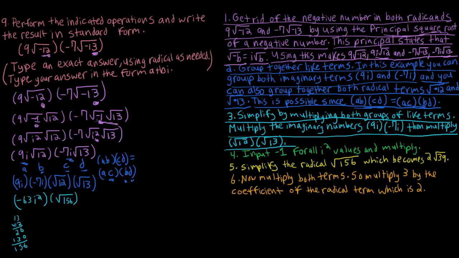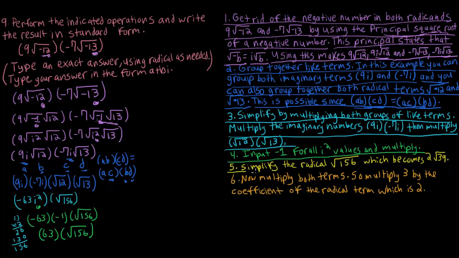And then now moving to step 4, input negative 1 for all i squared values and multiply. So right here we have negative 63i squared, so we can input negative 1 for the i squared, so negative 63 times negative 1, and then times root 156. Negative 63 times negative 1 is just positive 63. Make sure to keep the parentheses. Times square root of 156.